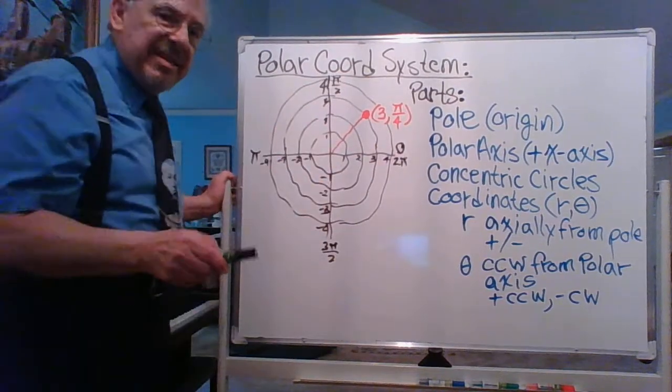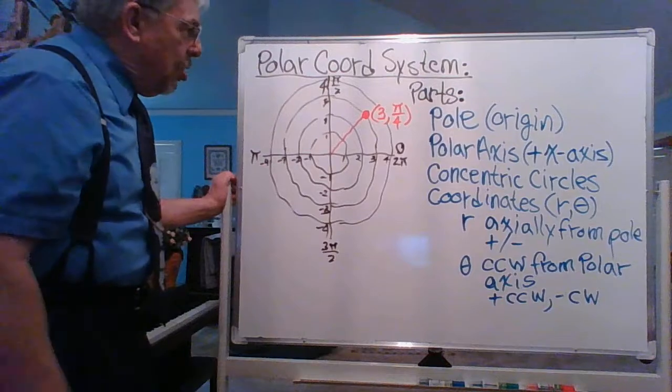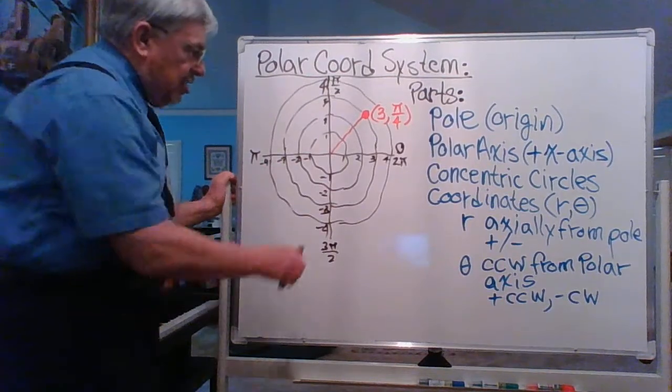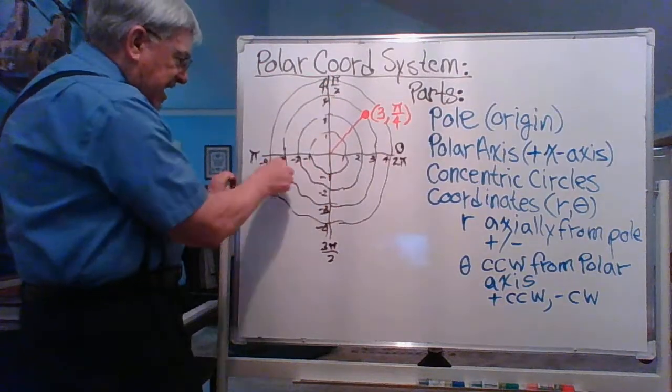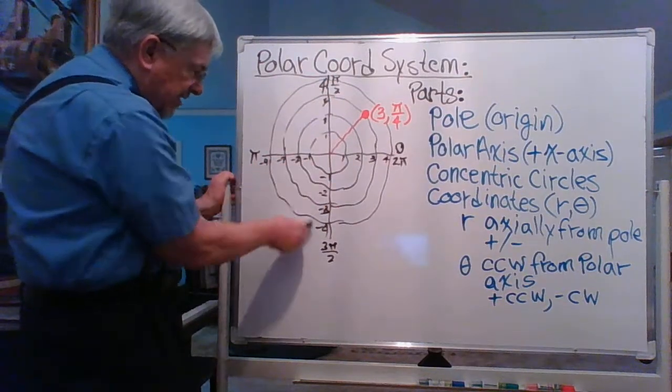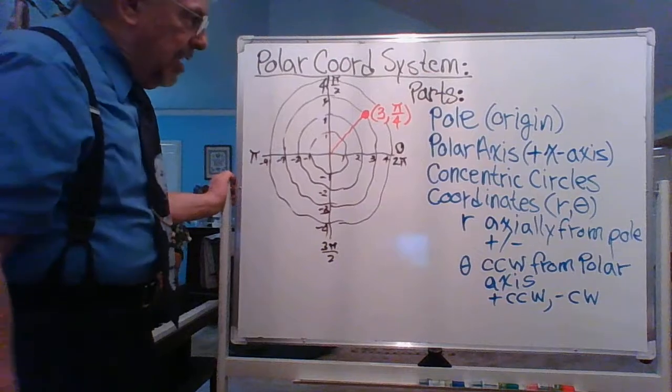Notice they can be positive and negative values though on the horizontal and vertical axes. So here I have positive 1 through 4, positive 1 through 4, negative 1 through negative 4, and negative 1 through negative 4.